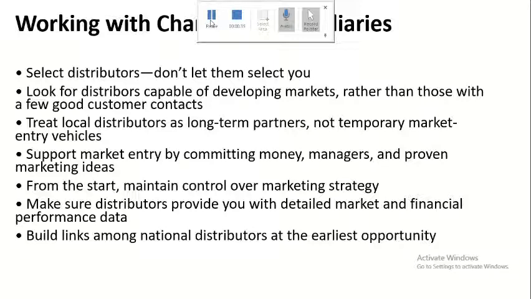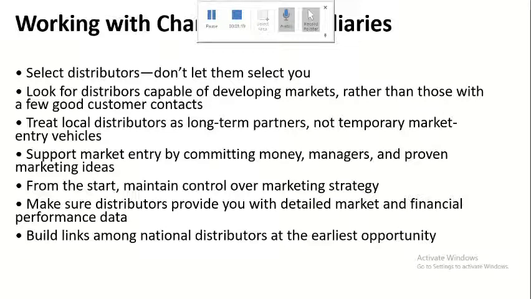Harvard professor David Arnold offered 7 specific guidelines to help prevent such problems from arising. The first is select distributors. Don't let distributors select us. The second is look for distributors capable of developing the market rather than those with a few good customer contacts. The third is treat local distributors as long-term partners, not a temporary market entry venture. The fourth is support market entry by committing money, managers, and proper marketing ideas.